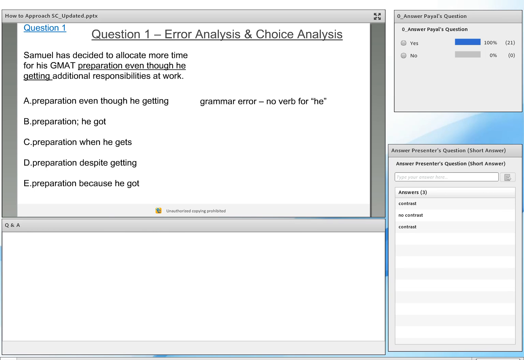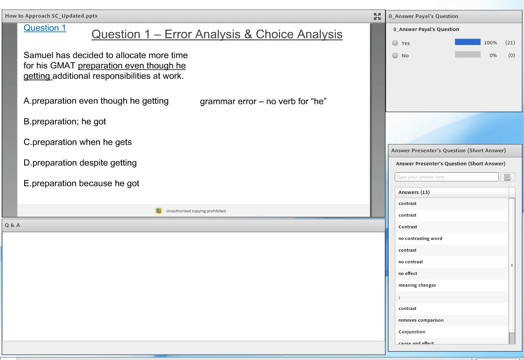There's no contrast, absolutely. It removes the contrast. So the reason why choice B is wrong is there is no contrast here, which means if you had not understood the relevance of the word "even though" in the original sentence, you would not have rejected choice B. So again, that's where understanding of meaning comes about.